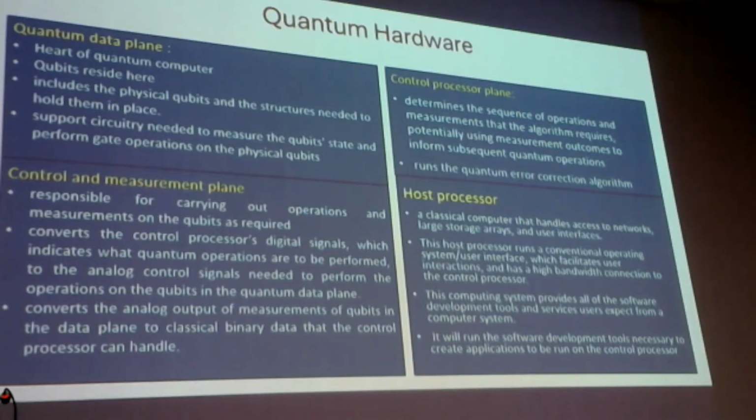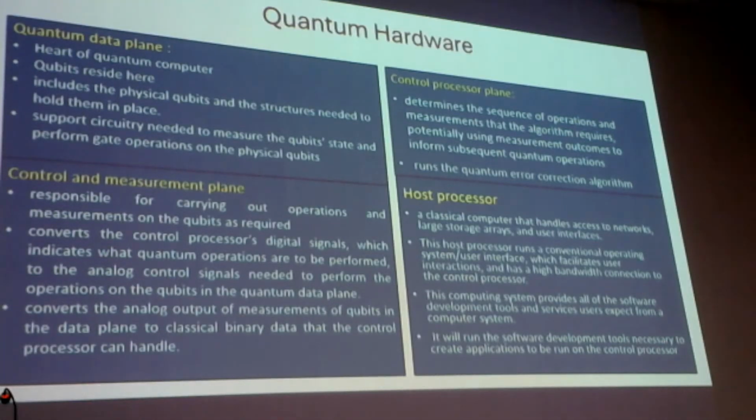Now, the control and measurement plane is responsible for carrying out operations and measurements. It converts the control processor's digital signals, which indicate what quantum operations are to be performed, to the analog control signals needed to perform operations on the qubits in the quantum data plane. Because we need to transfer from our classical computer to the quantum computer and submit the job there. After it is done, we have to get it back. That's why these interfacing layers will be there.